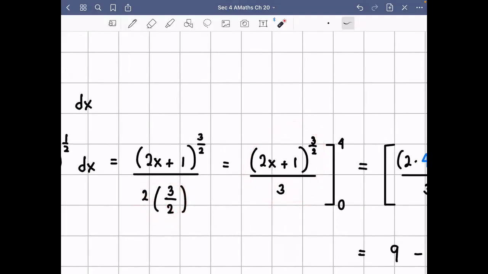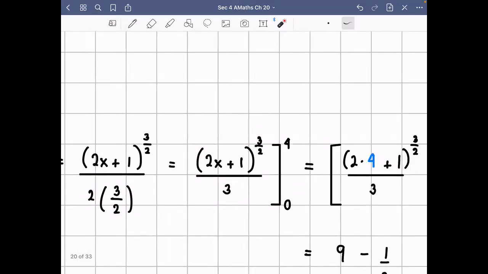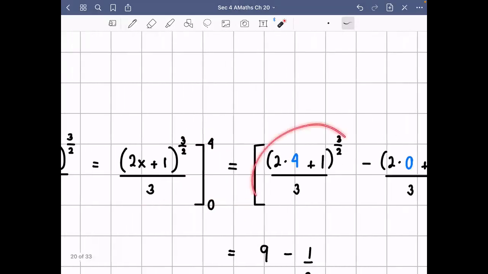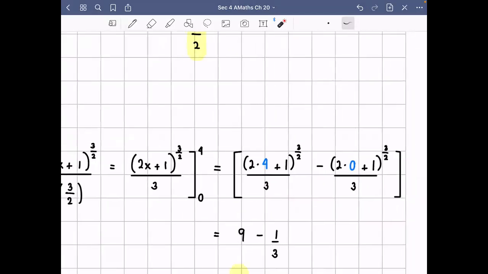So we find the answer for this antiderivative from 0 to 4. From 0 to 4. So upper limit is this. So 2 times 4.